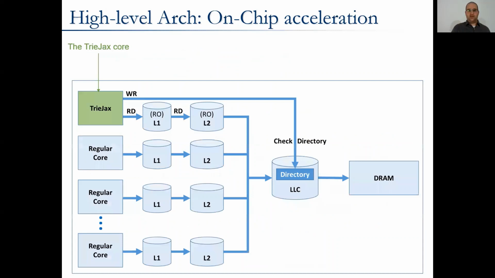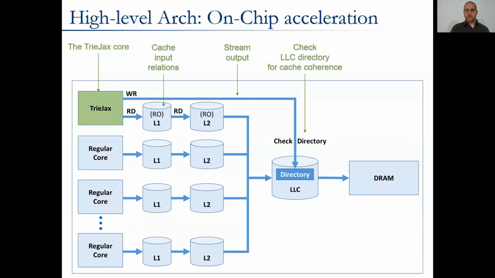This is the high-level architecture of the TricJax system. Here you can see the TricJax core, and the caches will store the input relations. We're going to stream the output directly to memory, but we're going to check the last level directory for cache coherence.